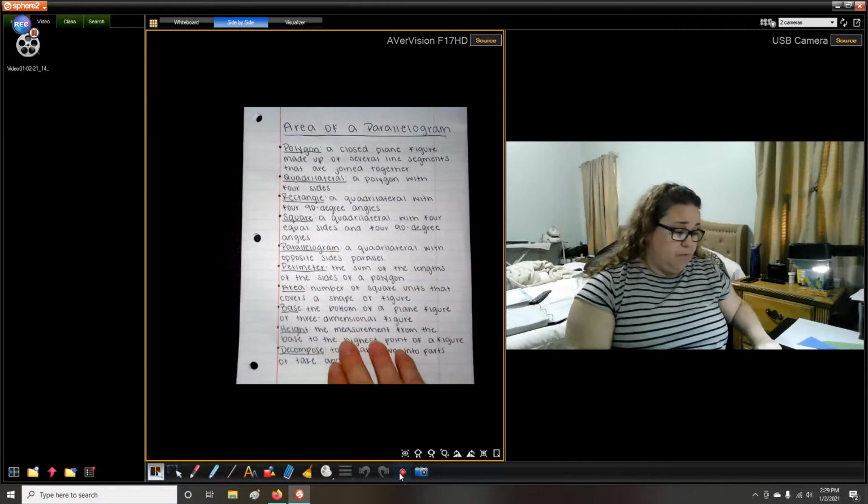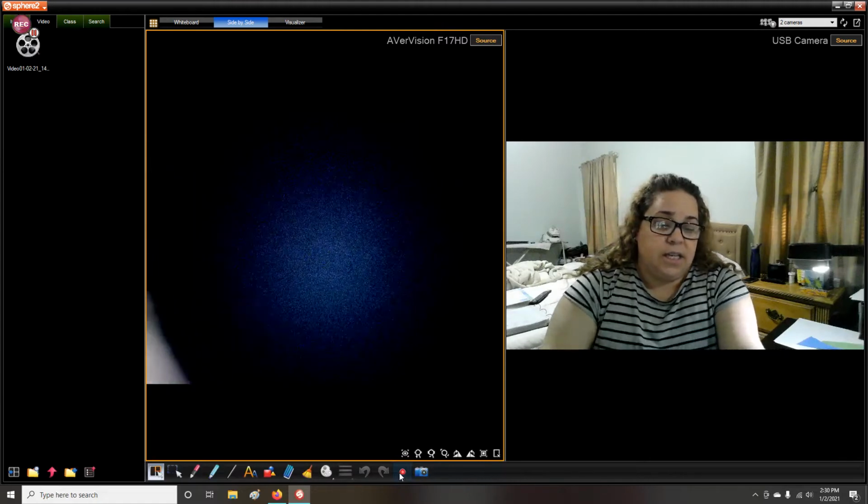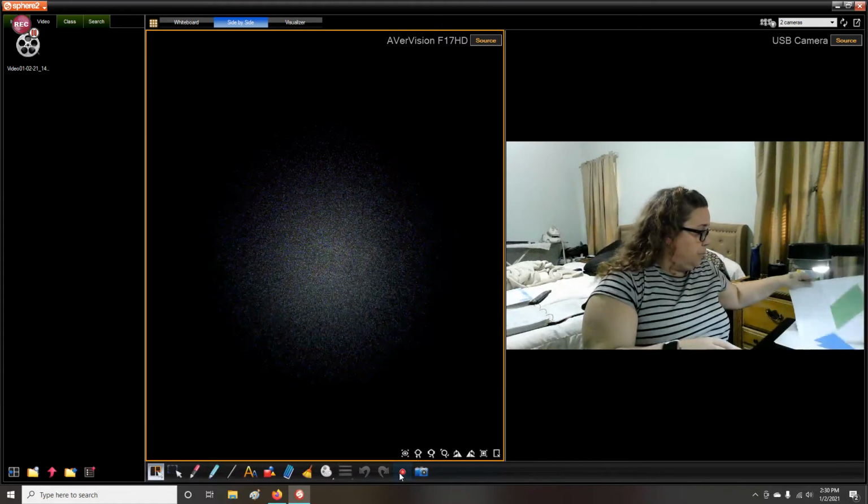All right, so now that we have all of our vocabulary words, I want to look at a polygon first, okay? I'm sorry, a parallelogram. So let's look at this. I'm going to move my notes over here. Let's look at this parallelogram.